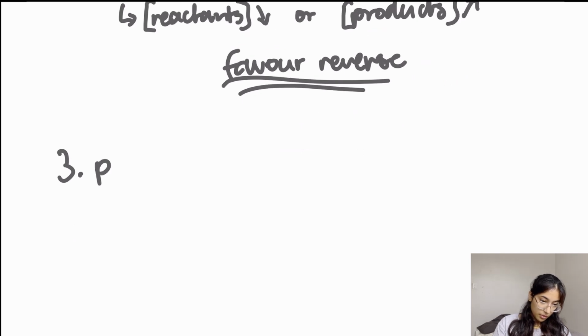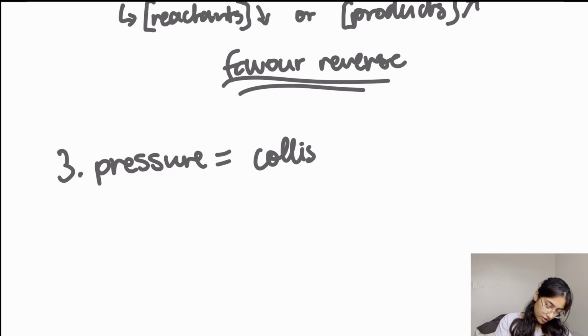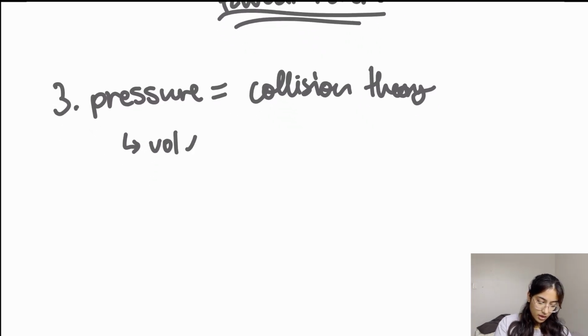Okay, then number 3 is pressure. Again, when you're explaining pressure, you need to talk about collision theory. And if you are increasing the volume, that means you're decreasing the pressure, and that means it will favor the reaction that has more moles.